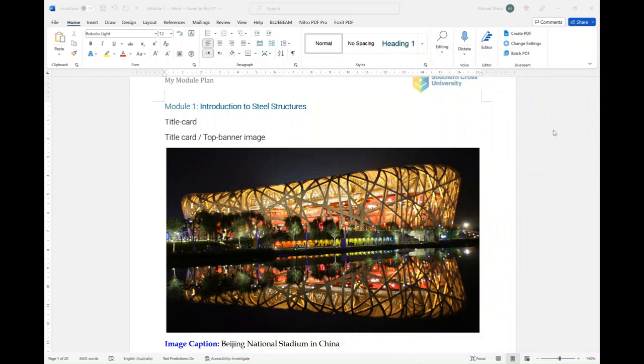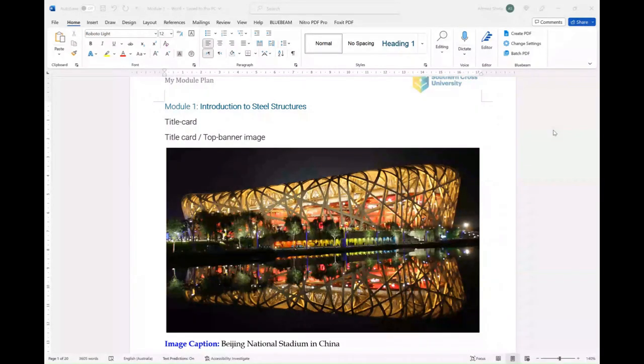I will be the lecturer of this course, Design of Steel Structure, and today will be our first lecture, module number one, titled Introduction to Steel Structure. Our first lecture will be about the introduction to steel structure, steel as a construction material, the development of steel structure, and so on.